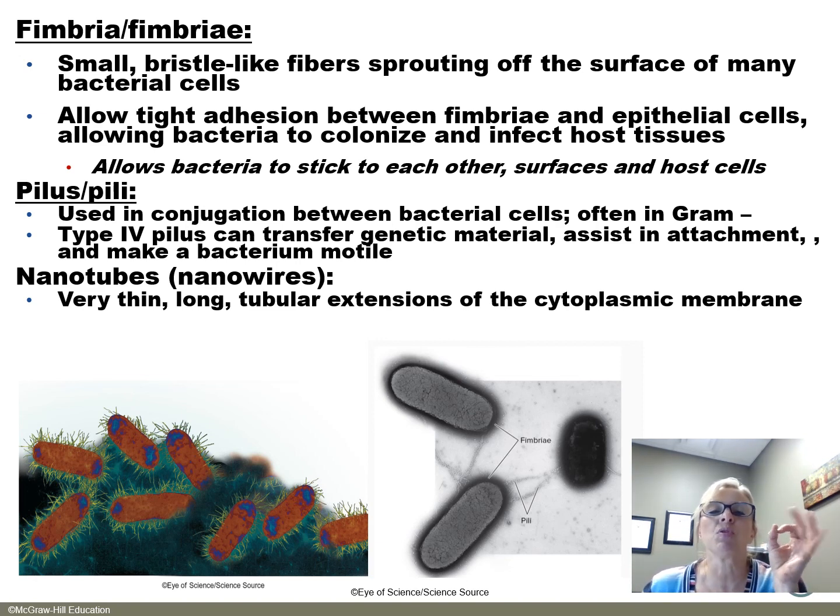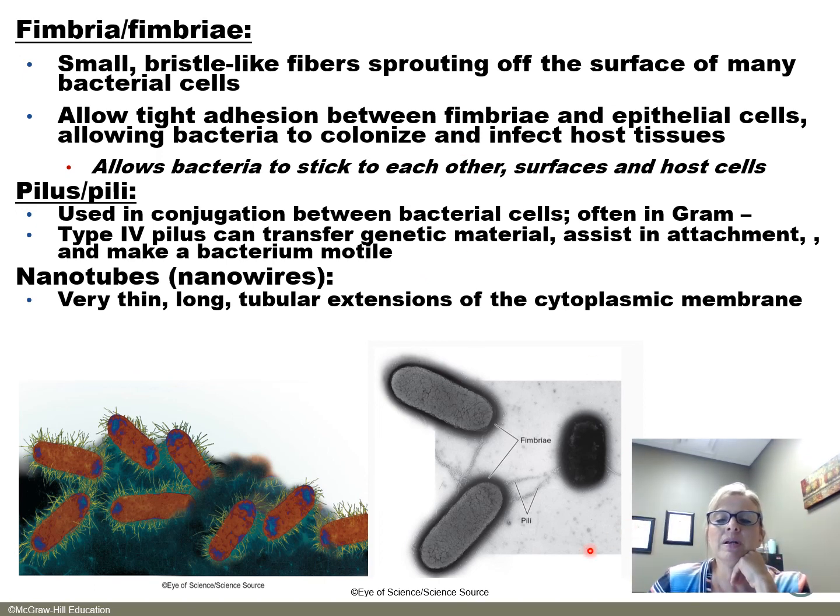Fimbriae are small, bristle-like fibers coming around the entire surface of bacterial cells, okay? And they allow tight adhesion between fimbriae and epithelial cells. Epithelial cells, remember, are our skin cells, so it helps them cling to our skin cells. So think of one of those cockleburrs being attached to your skin. It makes them stick there and makes them harder to get rid of. So it can contribute to virulence, or how bad a particular microbe is for us, how pathogenic it is, okay?